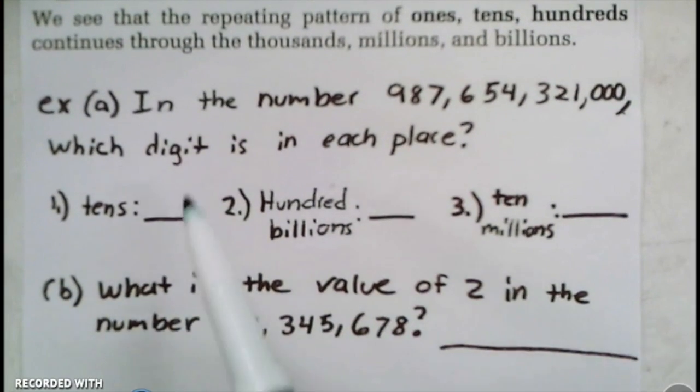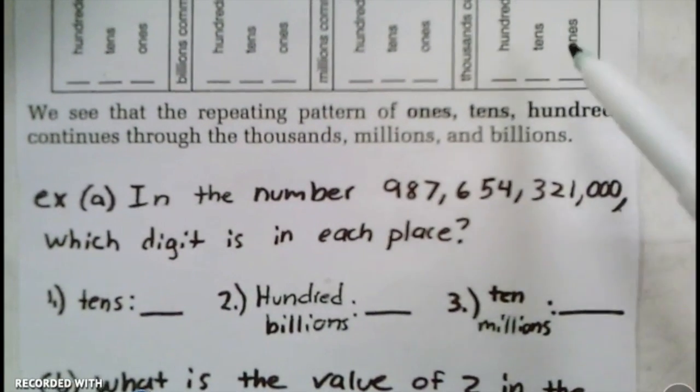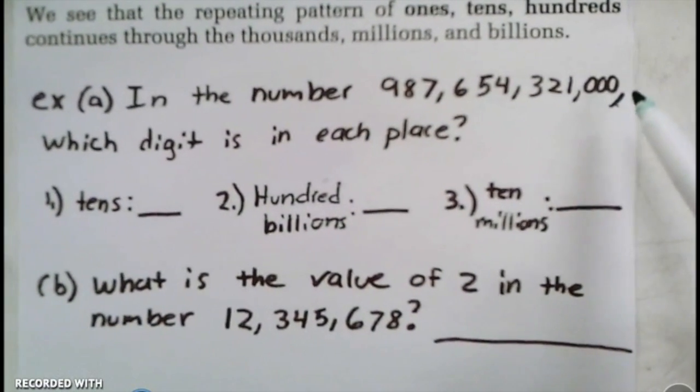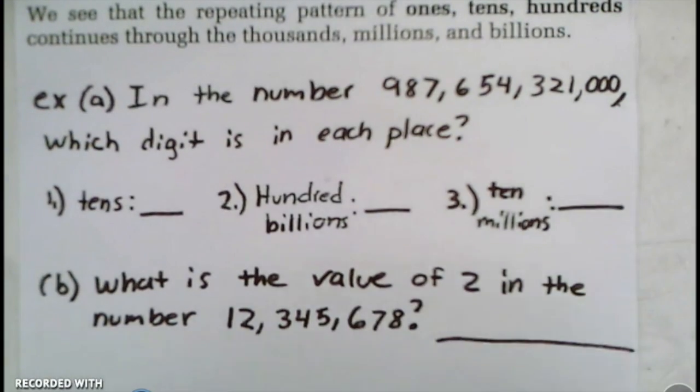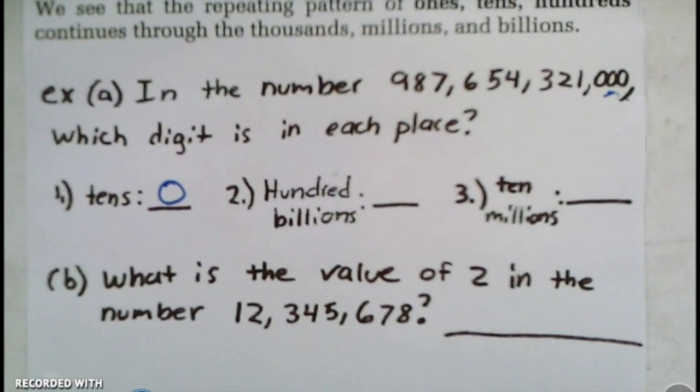So which digit is in each place? First, we have the tens place. So where is the just regular old tens place? We can look up here and see that it's the second one in from the right. So here I have second one in from the right. Right here, let me use a different color so you can see it better. Right here is our tens place. So what digit is in that place? 0.